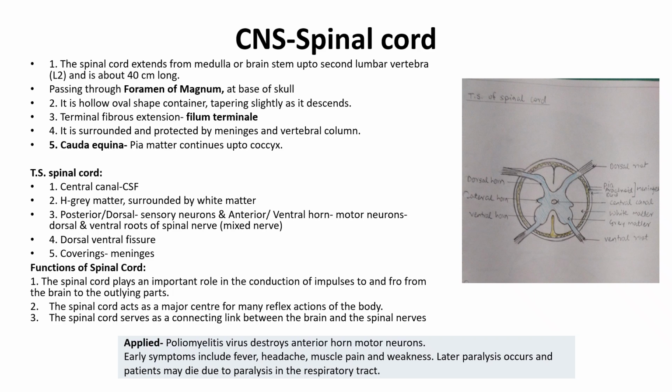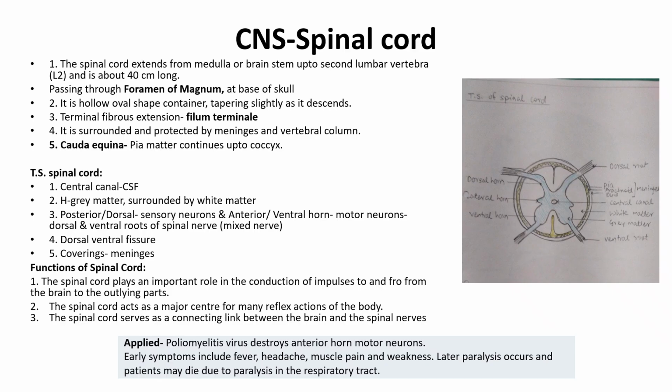The pia mater continues up to the coccyx, and it is called the cauda equina, which is like a horse tail. In the transverse section of the spinal cord, centrally there is the central canal, which is filled with cerebrospinal fluid. The H-shaped gray matter is surrounded by the white matter.